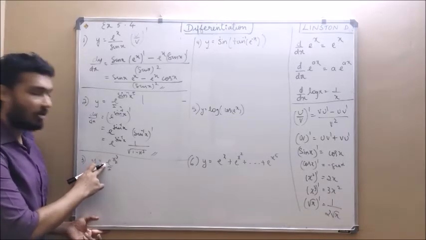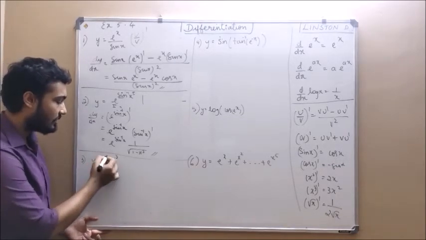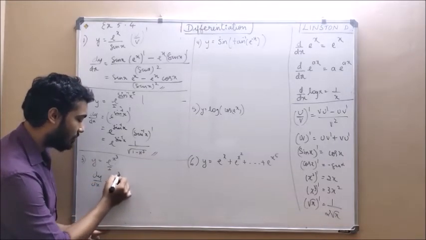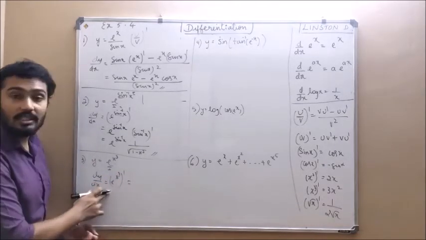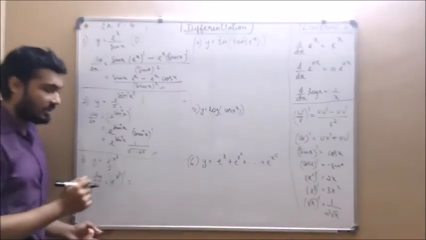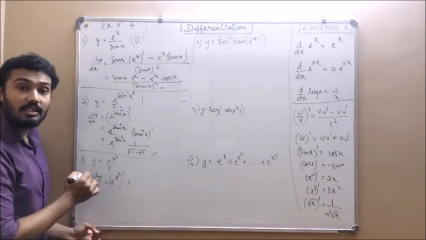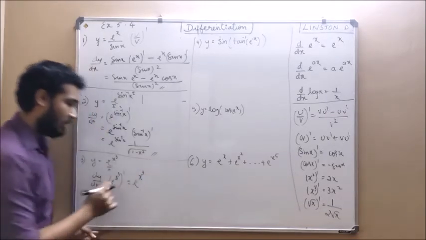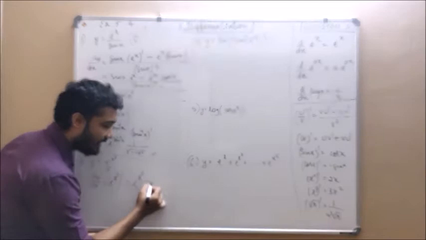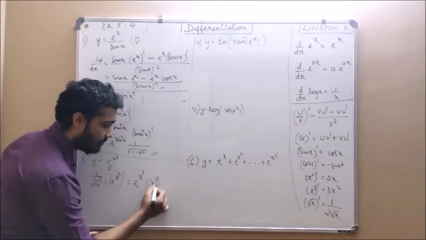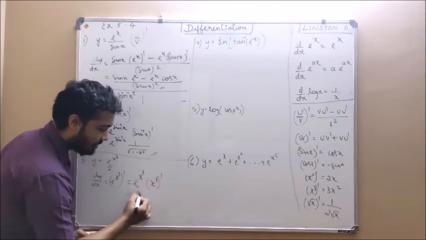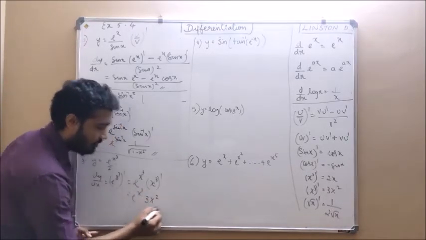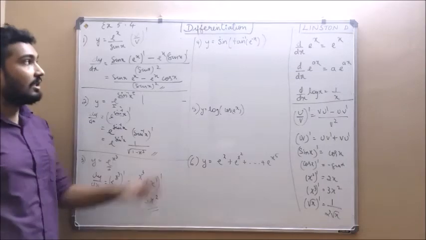First you have to differentiate e power x. How to differentiate e power x? So dy by dx equal to e power x cube dash. What is the differentiation of e power x? It is e power x. Instead of x, what is there here? Instead of x, there is x cube. So it is e power x cube. Then we have to differentiate x cube. What is the differentiation of x cube? 3x square. So this is the answer.